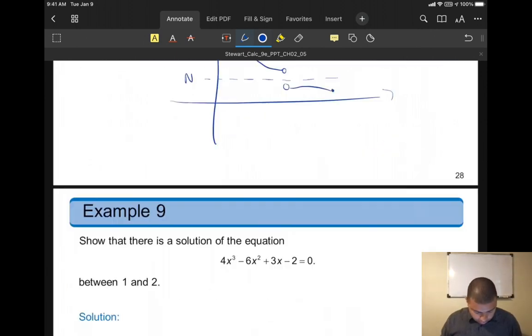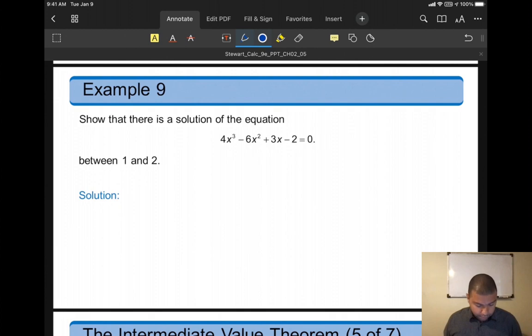Here's how we use this. Let's show that there is a solution to this equation between 1 and 2. This is a cubic function. Very difficult to solve. There is a formula for it, but it's very difficult to use and even to memorize. We're trying to find the solution, but we can't really use any formulas like the quadratic formula. Factoring is not even a good idea. So how do we prove that there is one? Because maybe you're going to spend a lot of time, since there isn't a simple formula, and you're never going to find one.